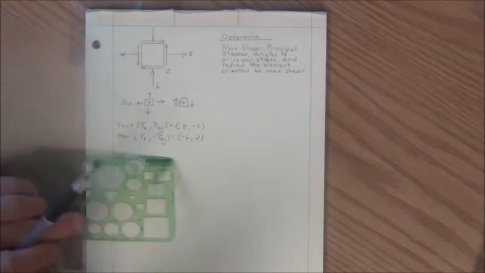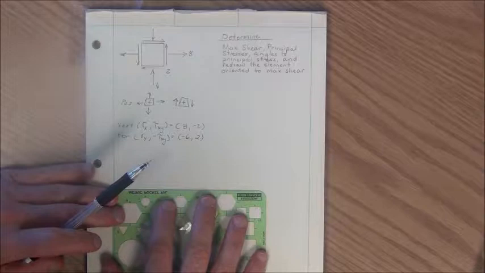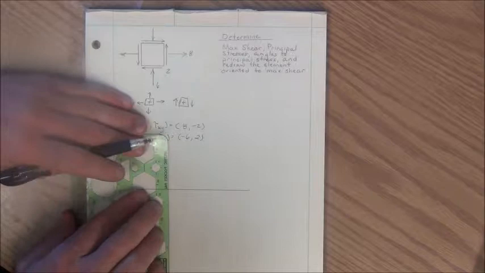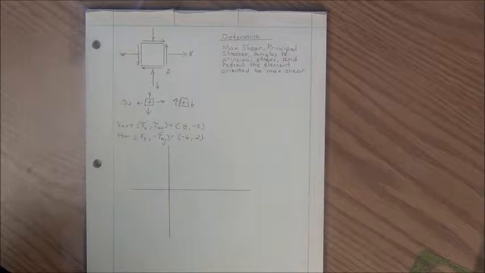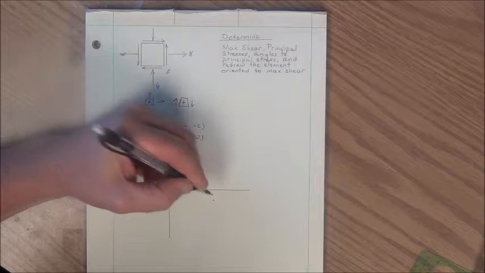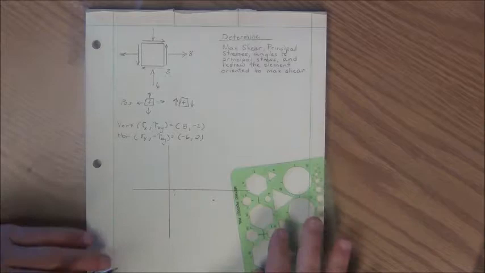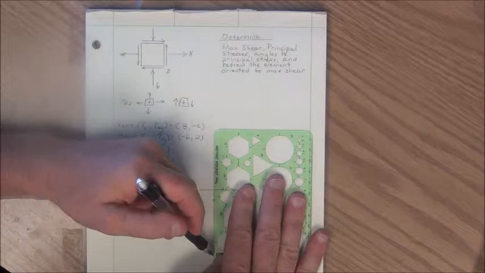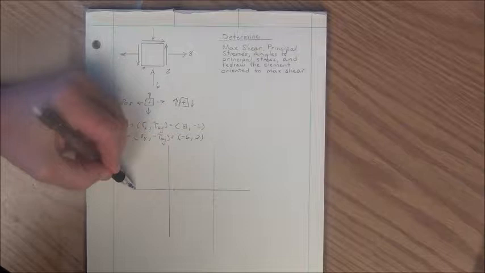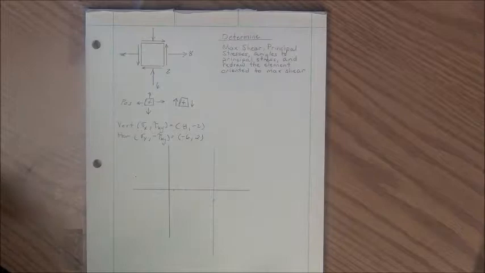Now, I'll go ahead and put my coordinate system on, put my axes on. And now I'll plot my points. My vertical point is given by 8, 1, 2, 3, 4, 5, 6, 7, 8, and minus 2, 1, 2. I make a little point there, and since that's my vertical point, I'm going to draw a vertical line through that point. I draw this kind of light. My horizontal point is given by minus 6 and 2. So I'll go 1, 2, 3, 4, 5, 6, minus 6, and positive 2. I make a point there, and I draw a horizontal line.